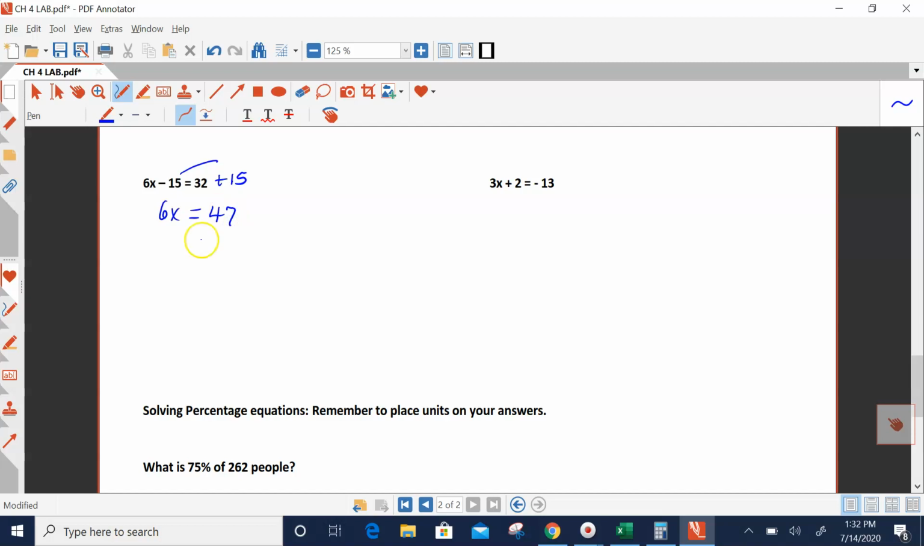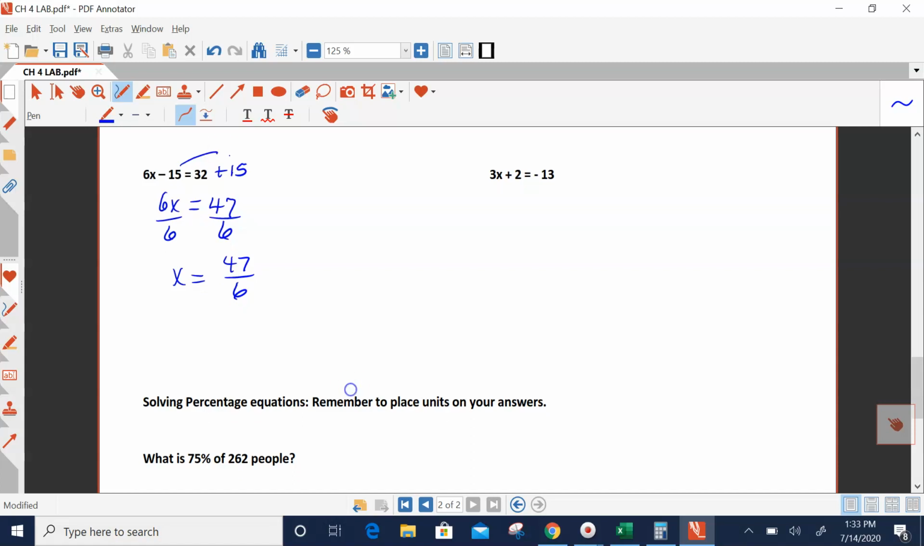Now this is in the format like the previous problem. I've got 6x equal 47, and to get rid of the 6, I'm going to divide both sides by 6. So we would just say the answer is 47 over 6. If it asked for a decimal approximation, we would just go to our calculator and divide 47 by 6. Let's look at the next one.